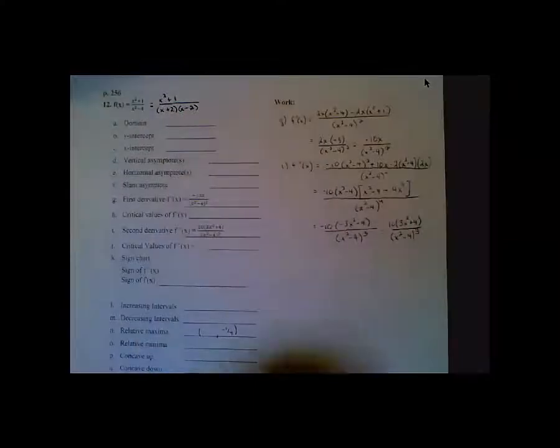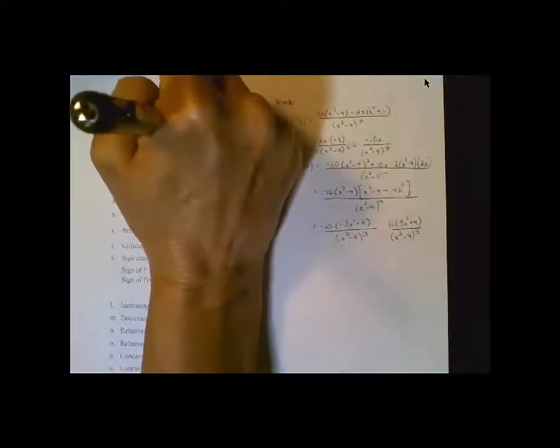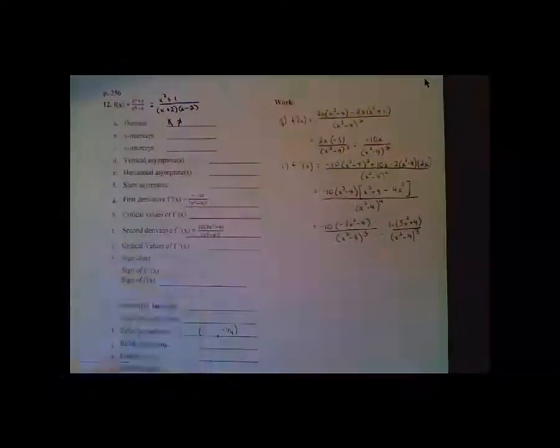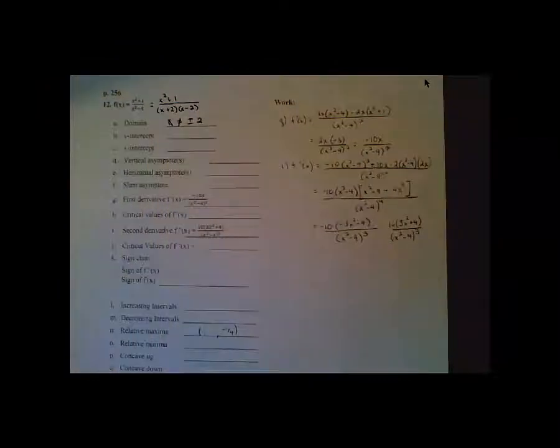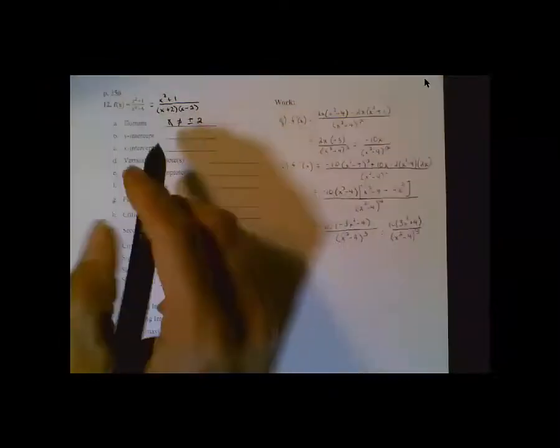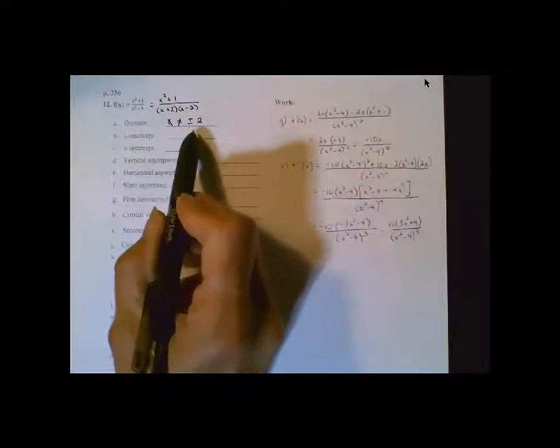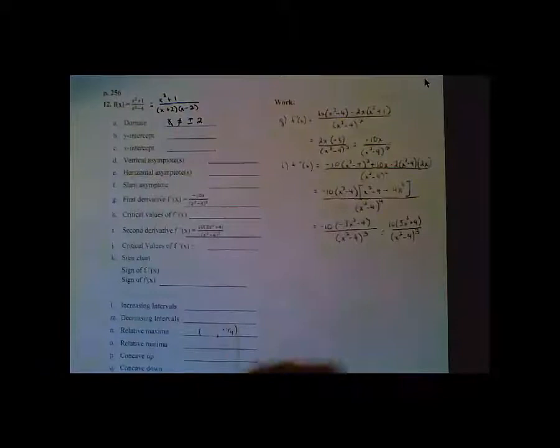Now you could write it in interval notation, but I don't want to write it in interval notation. It would take too long. I'm just going to say the domain is everything not equal to plus or minus 2. That is a bad looking x, but x is not equal to plus or minus 2 is your domain. We always find y-intercepts by letting x be 0.